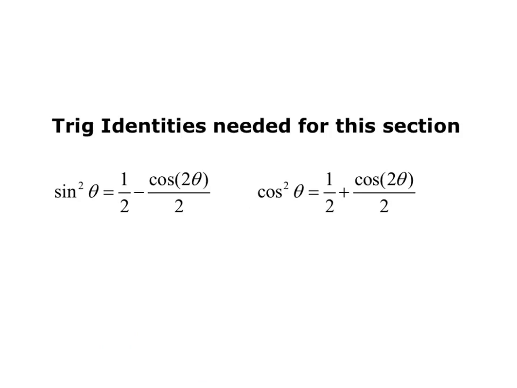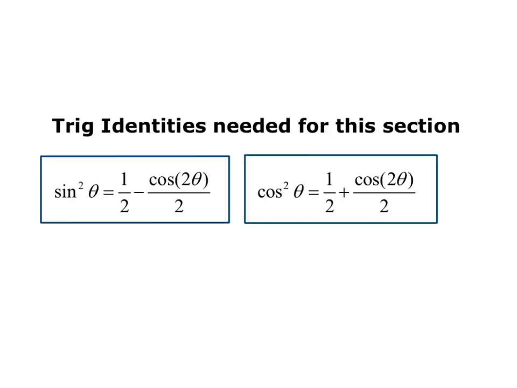You'll need two trig identities for this section, and these are on your formula sheet. Sine squared of theta equals 1/2 minus cosine of 2 theta divided by 2. And cosine squared of theta equals 1/2 plus cosine of 2 theta divided by 2. Notice they're basically the same formula, except when you have a sine squared, it's subtraction, and when you have a cosine squared, it's addition. And notice that you're doubling the angle. So in order to reduce the power, you double the angle. So you get 1/2 minus cosine of 2 theta over 2 when you're switching from sine squared, and 1/2 plus cosine of 2 theta over 2 when you're switching from cosine squared.